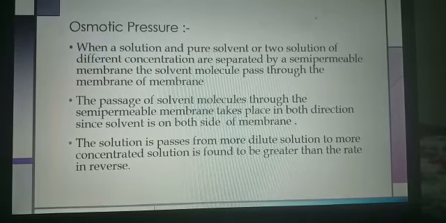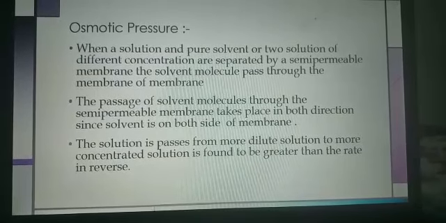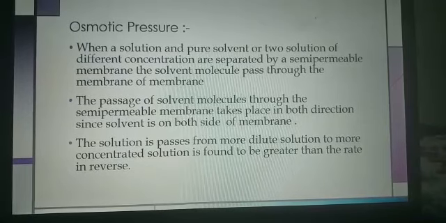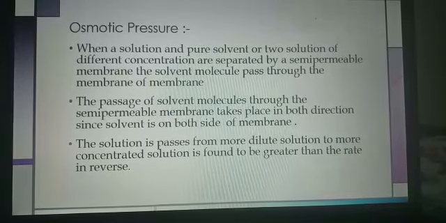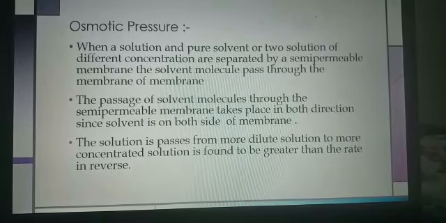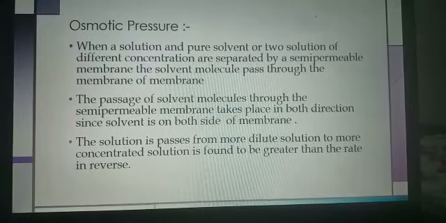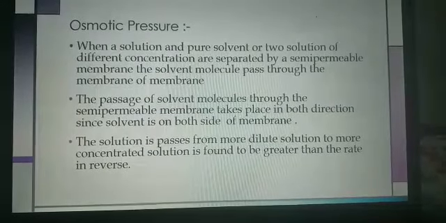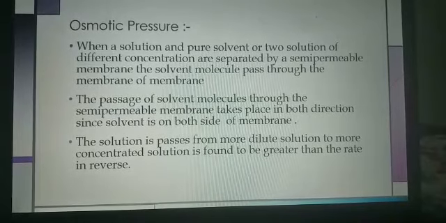In the last lecture, we learned what osmotic pressure is. Just recall that when a solution and pure solvent, or two solutions of different concentration, are separated by a semi-permeable membrane, the solvent molecules pass through this membrane. The passage of solvent molecules through the semi-permeable membrane takes place in both directions, since solvent is on both sides of the membrane. The rate from the more dilute solution to the more concentrated solution is found to be greater than the rate in the reverse direction. Now in this topic we learn about both of them, that is, reverse osmosis also, so let's go to the next slide.